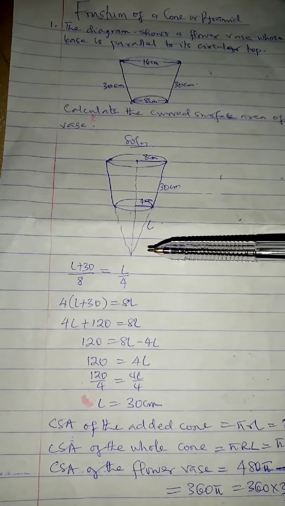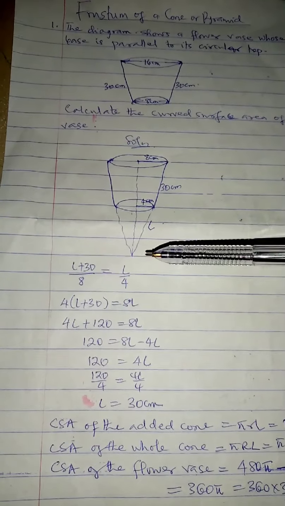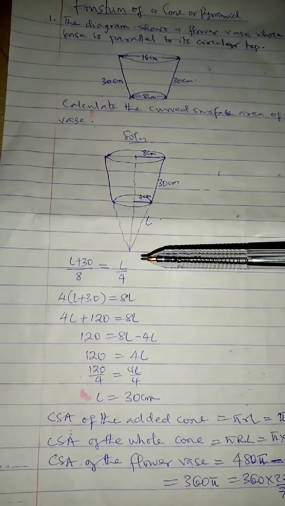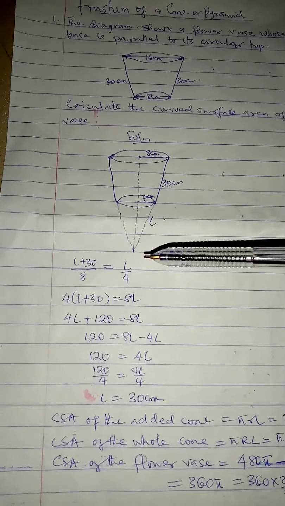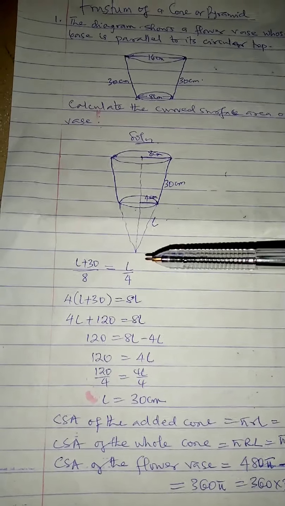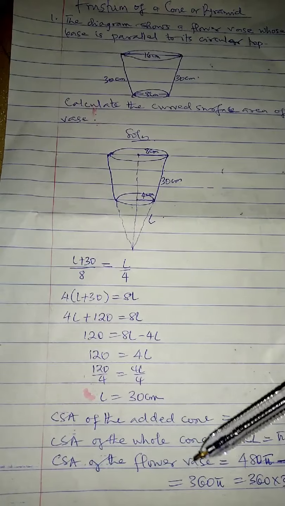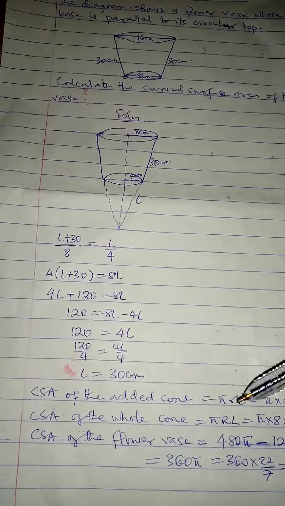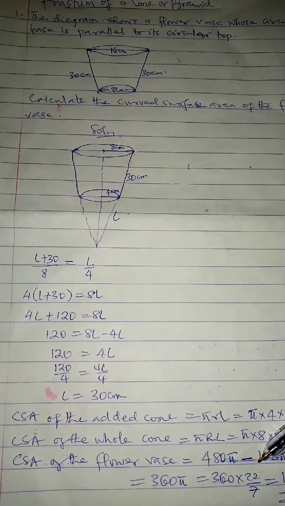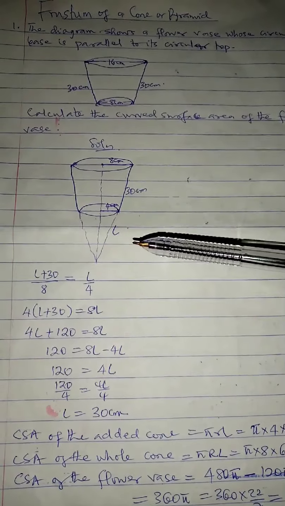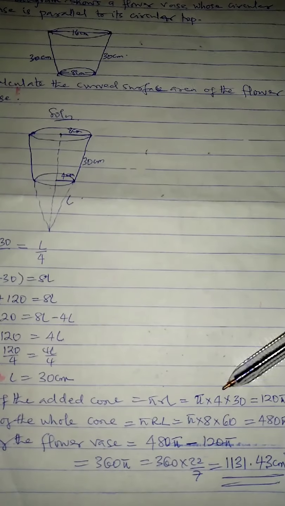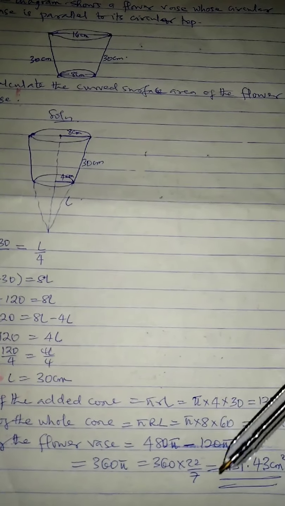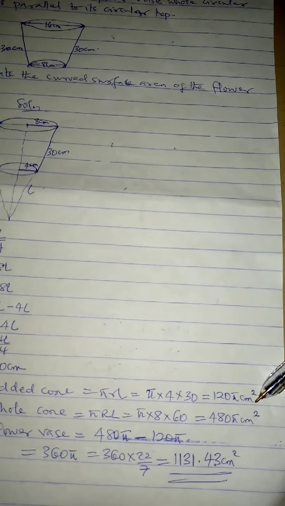either the volume, if you are dealing with volume, of the added part and that of the whole, then you subtract. If it is curved surface area, you get the curved surface area of the added part and that of the whole and subtract. So here, since we are dealing with curved surface area, you get the curved surface area of the added part, which is pi r l. For the added part, the radius is 4. The slant height is the L we calculated as 30. Therefore, you have pi times 4 times 30, which will give 120 pi cm squared. Leave it in pi.